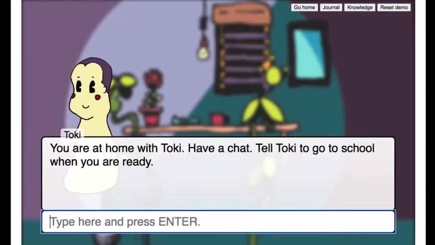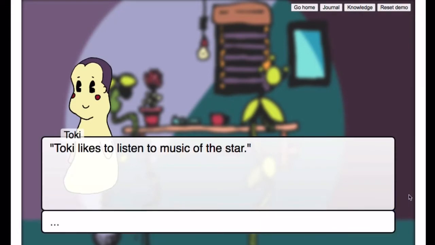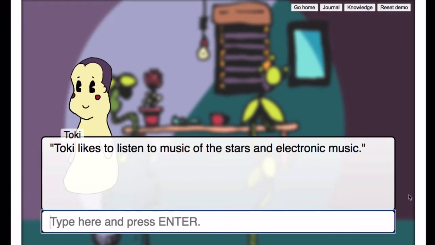So, what do you like to listen to? Toki likes to listen to music of the star. Let's teach it. You like to listen to electronic music. Okay. So, what do you like to listen to? Toki likes to listen to music of the stars and electronic music. Hopefully this will do. Go to school.